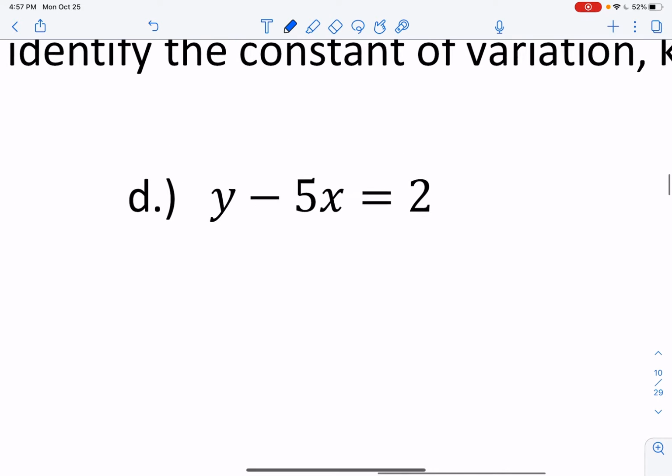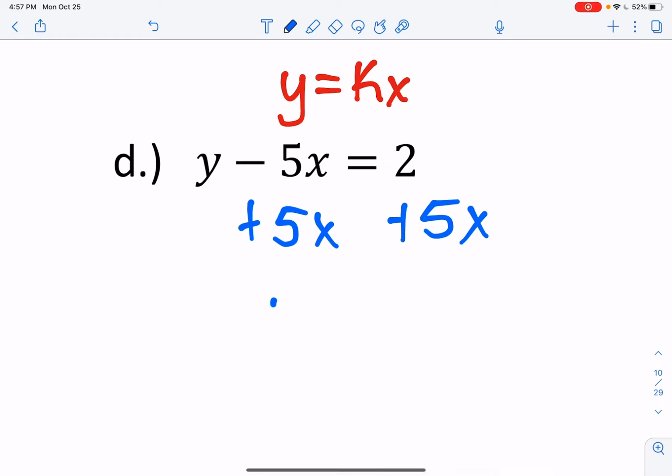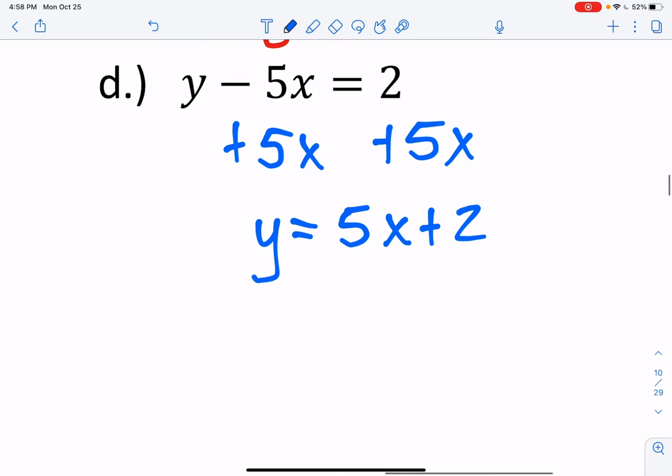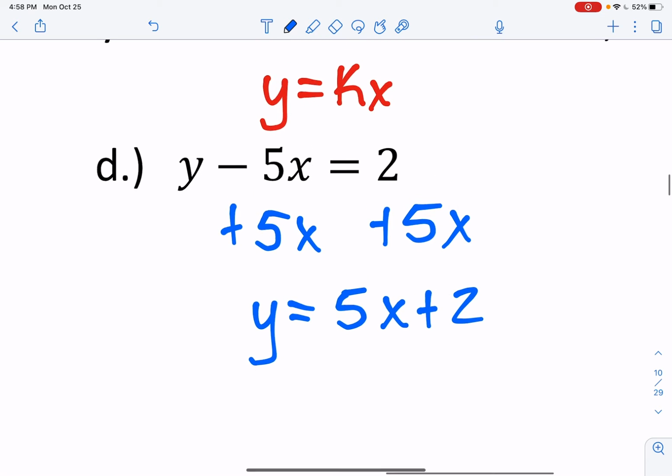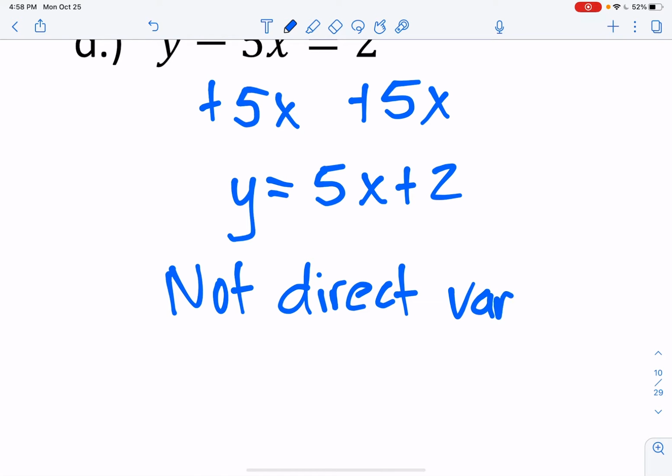This one, again, I want to see if I can get it into this template. I need y equals kx, so I need to get y by itself. So let's add 5x to both sides. What's 5x plus 2? It is not 7x. Because y equals 5x plus 2, and they are not like terms, we can't add those. Now, does that look like y equals kx? No, it does not, because I have this plus 2. So we'd say not direct variation.